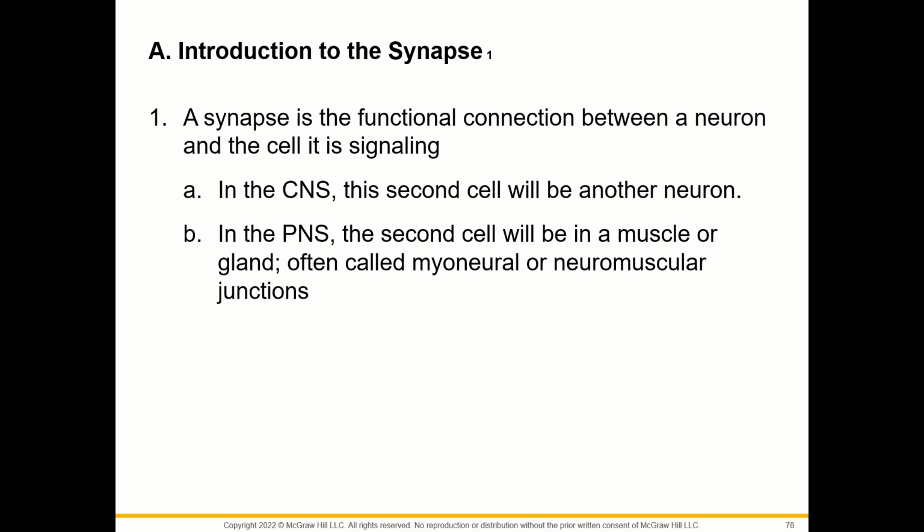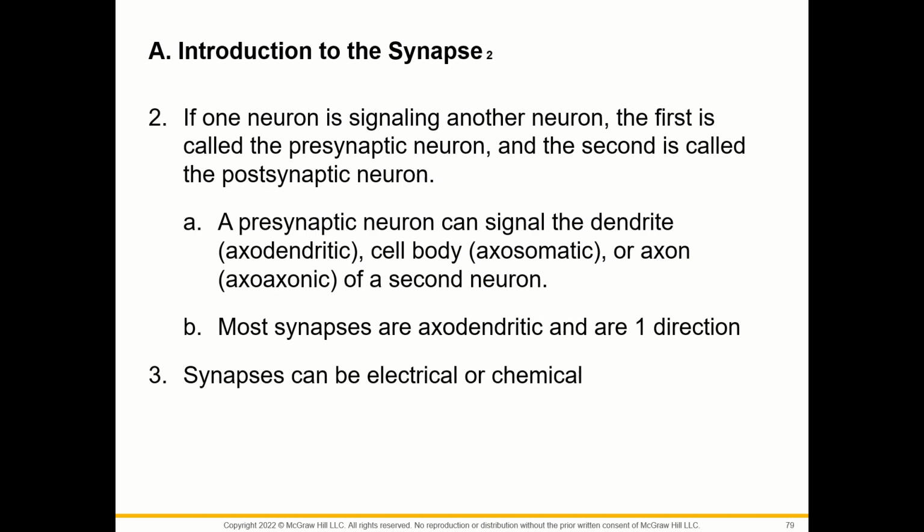The synapse is the functional connection between a neuron and the cell it is signaling. In the central nervous system, this second cell will be another neuron. In the peripheral nervous system, the second cell will be a muscle or a gland, and it's often called a myoneural or neuromuscular junction. So if one neuron is signaling another neuron, the first is called the presynaptic neuron, and the second is called the postsynaptic neuron.